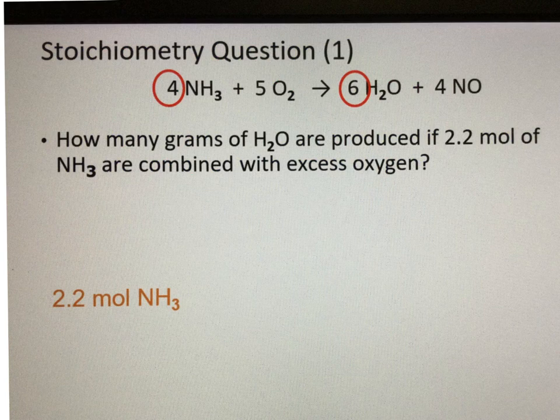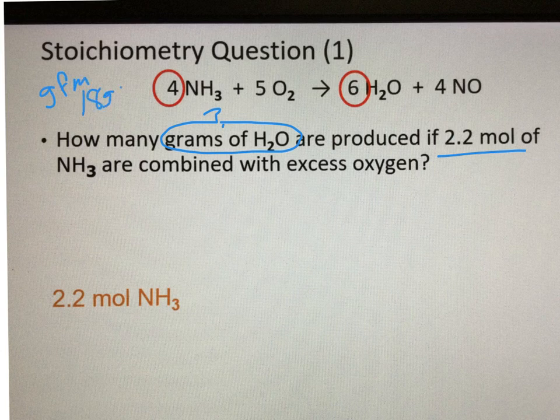Okay, actually, I just got reminded that one of you is not going to be in class this day, so I'm going to go ahead and add another example. Here they're giving you 2.2 moles of NH3, and you're looking for the grams of H2O. Okay, so since we already found the molar mass on the other problem, remember that your GFM for water is 18 grams per mole. Okay, that's just a little hint.